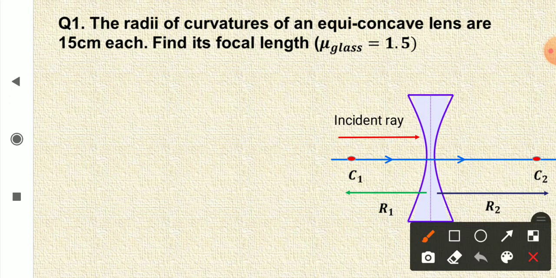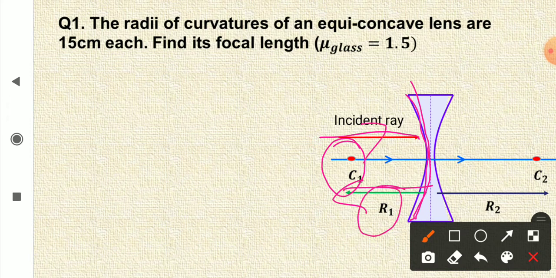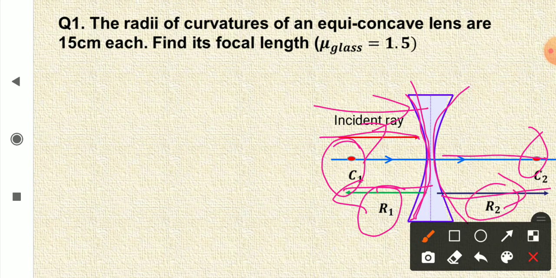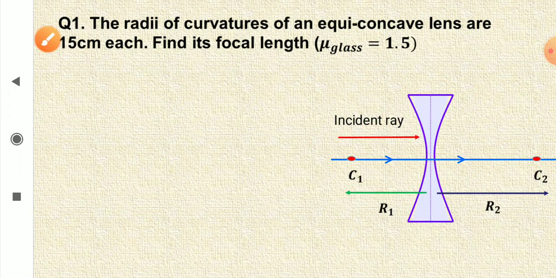Now here, this is the first refracting surface and this is the incident ray. So for the first surface, the center C1 is on the left side and the radius of curvature R1 is opposite to the incident ray. So R1 is negative. For the second surface, the center C2 is on the right hand side and the radius of curvature is along the direction of the incident ray. So R2 is positive. So here the signs of R1 and R2 are changed.